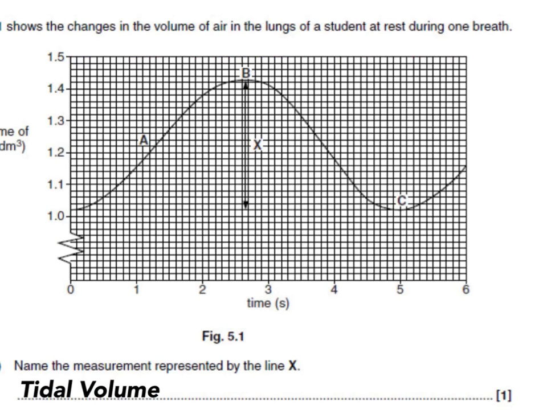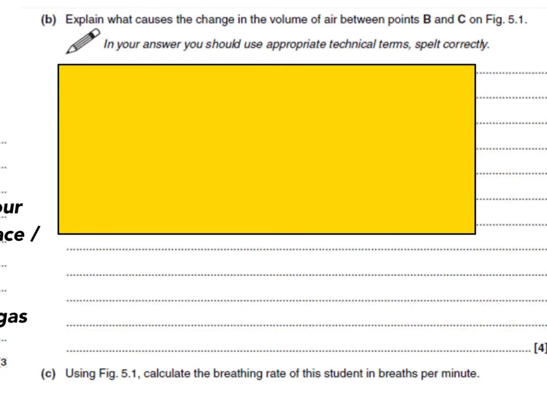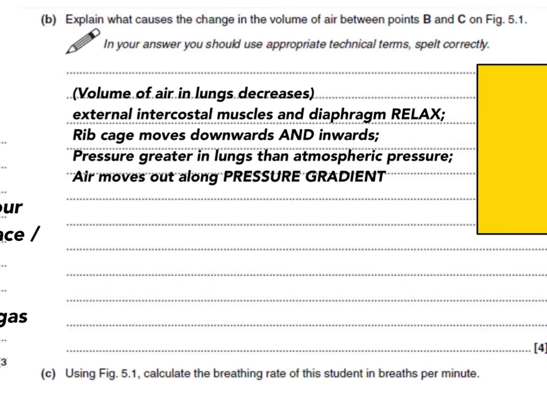So firstly, let's see what's happening. Between points B and C, the volume of air in the lungs is decreasing. So in other words, they're exhaling. So really, this question is asking you to explain what happens when we exhale. That's it. So, intercostal muscles and diaphragm relax. If you want extra credit, you can say external intercostal muscles, though you don't need to get the marks. But external intercostal muscles and diaphragm relax for 1 marking point.